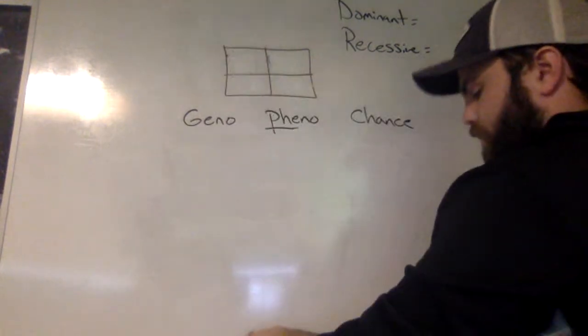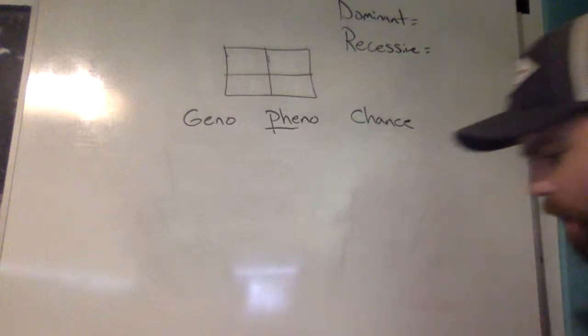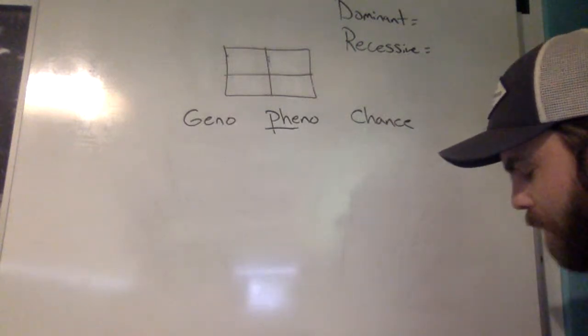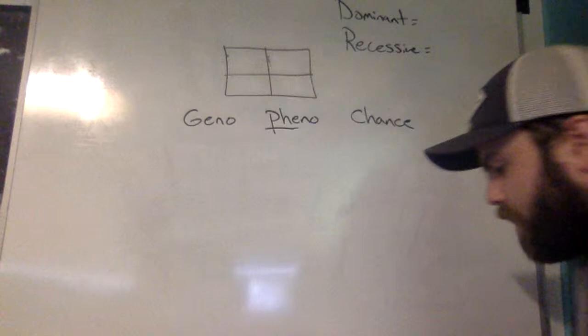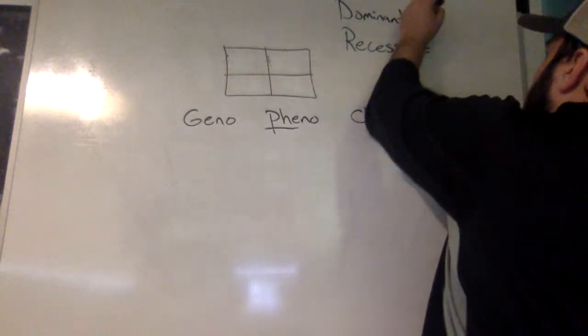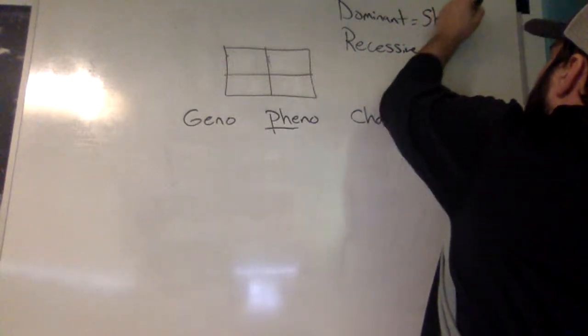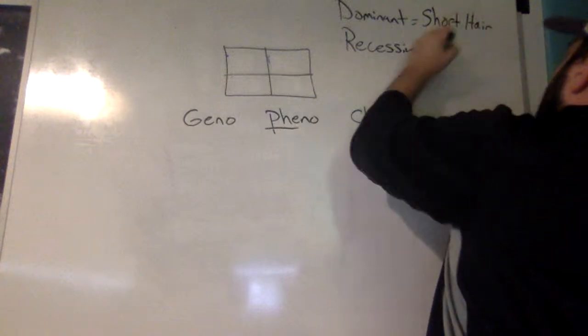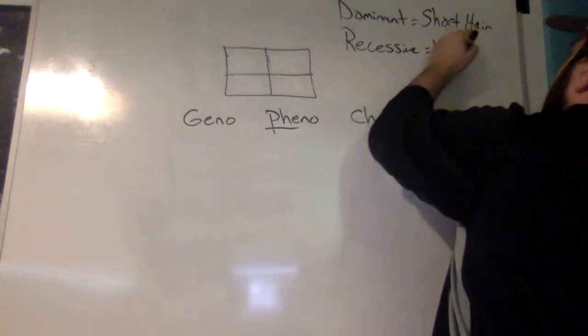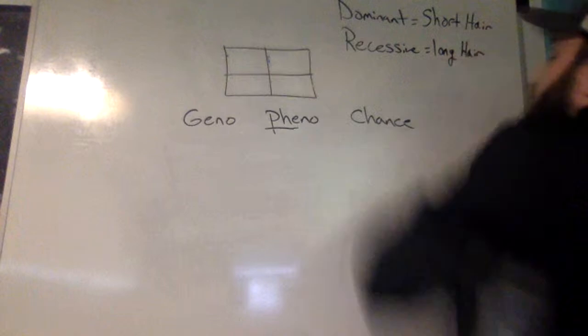All right, so I'll keep these things all up here. So now we're looking at guinea pigs. Short hair is dominant over long hair. Okay? So we got dominant short hair. And then long hair is recessive. All right?